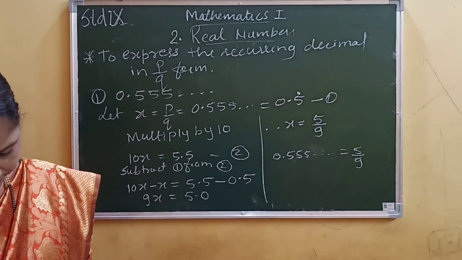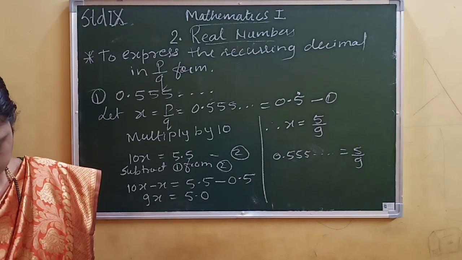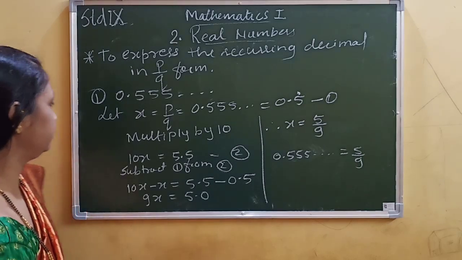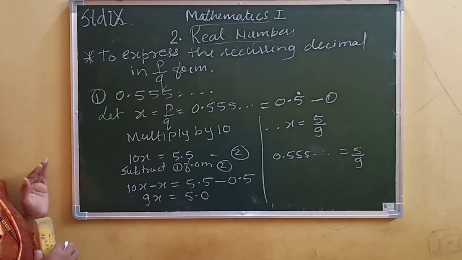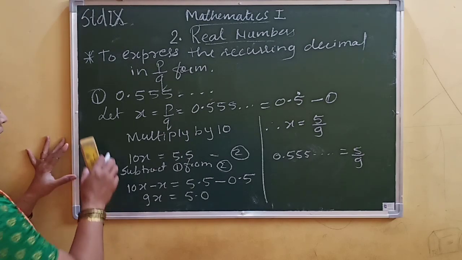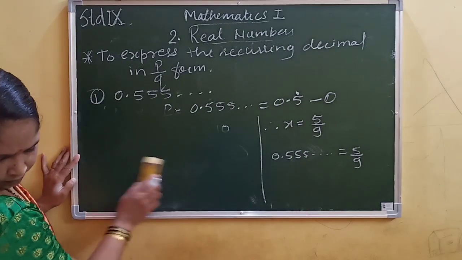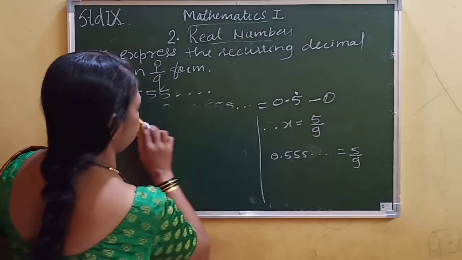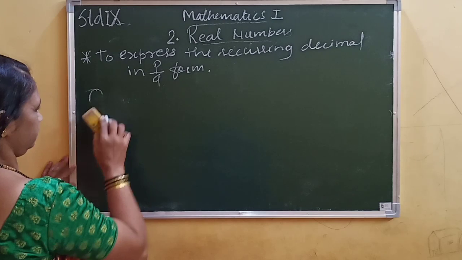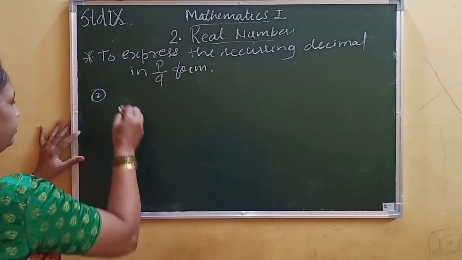Now one more example I will take, in which 3 digits are repeating. Okay, now second example. See, this you have to write in your notebook. This example I have given is from the textbook. Now second question. Second is what? Express the recurring decimal.